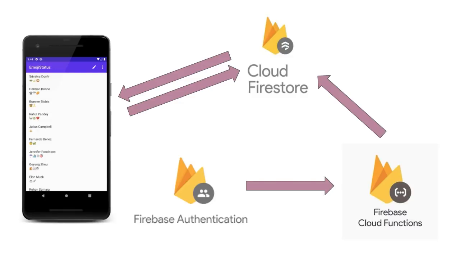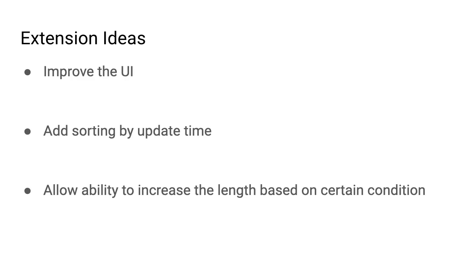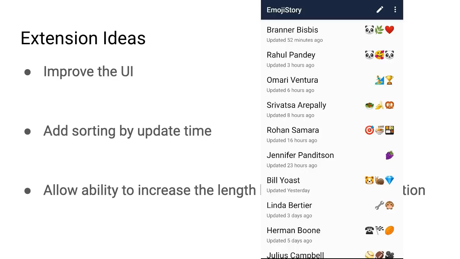And finally, we just finished the logic to allow users to update their status, and that's restricted to only being emojis. So the cool thing about this is that there are so many ways you could extend and improve this app to make it your own. In the published version of the app, I did a couple of things. One is I improved the UI, and I also added sorting by update time. Because right now, whenever you update the status, it just updates in place, but you would like to bring the users who updated their status most recently to the very top of the list.